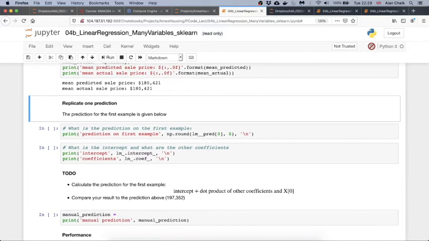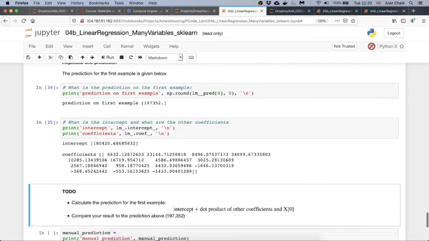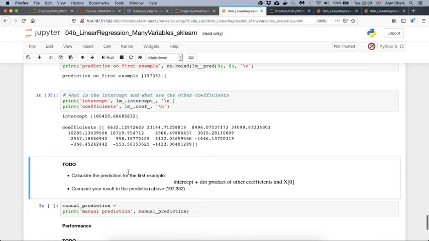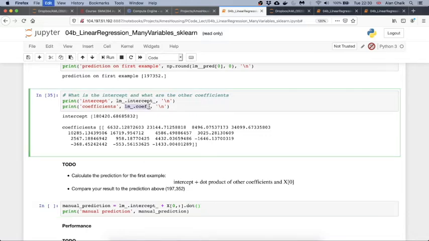Can we replicate a prediction? What's the prediction on the first example? Well, that's what we're trying to replicate: 197,352. The intercept and the coefficients is all that stuff. So let's do a manual prediction. It's going to be the intercept plus the first row of our features matrix, which is going to be x0, dot, so that's a matrix multiplication with the coefficients.